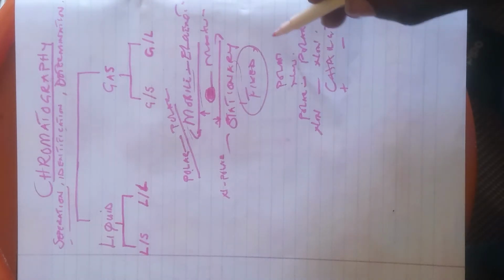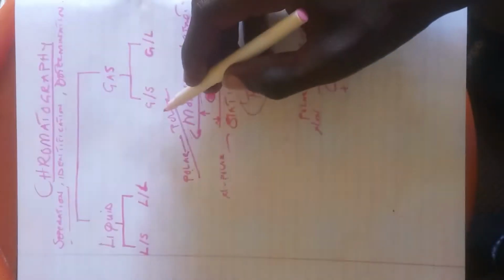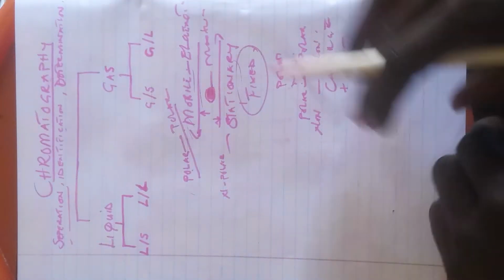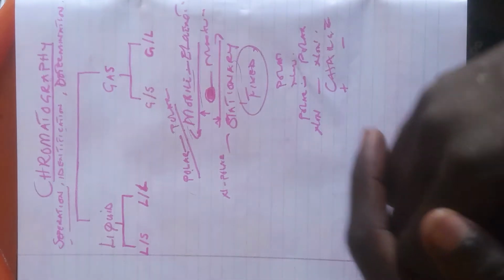But the polarity just depends on, if they are charged, they interact with each other. If they are not, they do not interact. So that's the basic concept here. So let us look at the types of chromatography now.